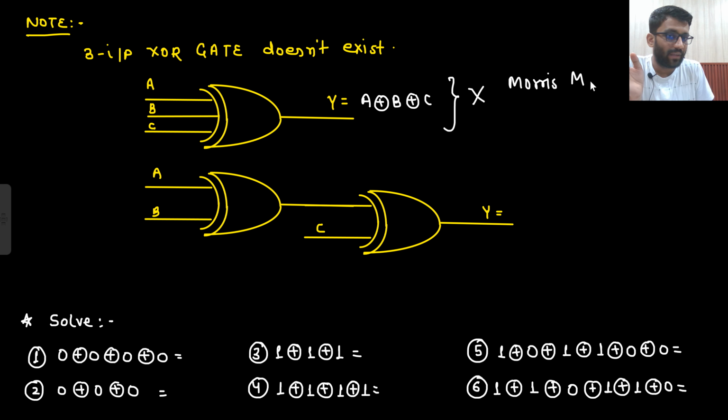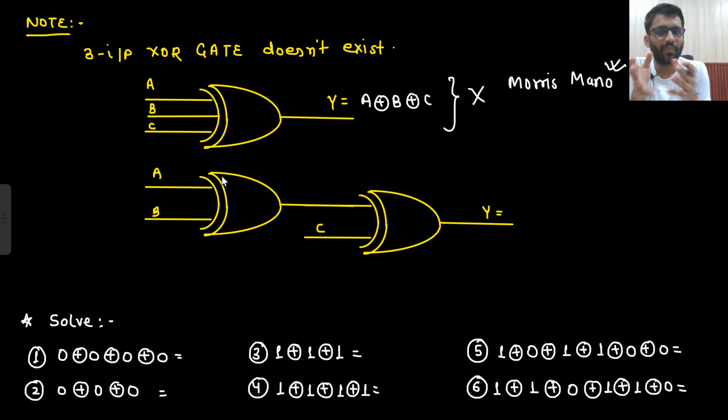So it might be possible that in some of the GATE question papers you can see this structure, but generally this should not come. A 3 input XOR gate does not exist. This structure does not exist. But in Morris Mano, as per Morris Mano, you will find this particular structure, A XOR B XOR C, but that is wrong. It should not exist in this manner.